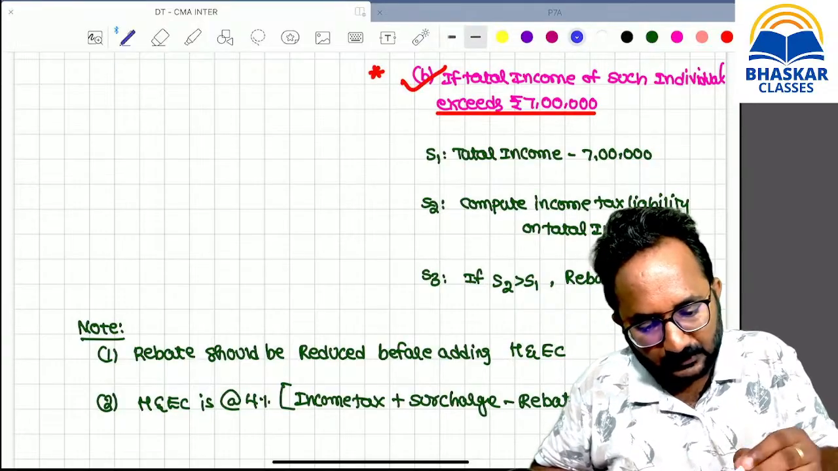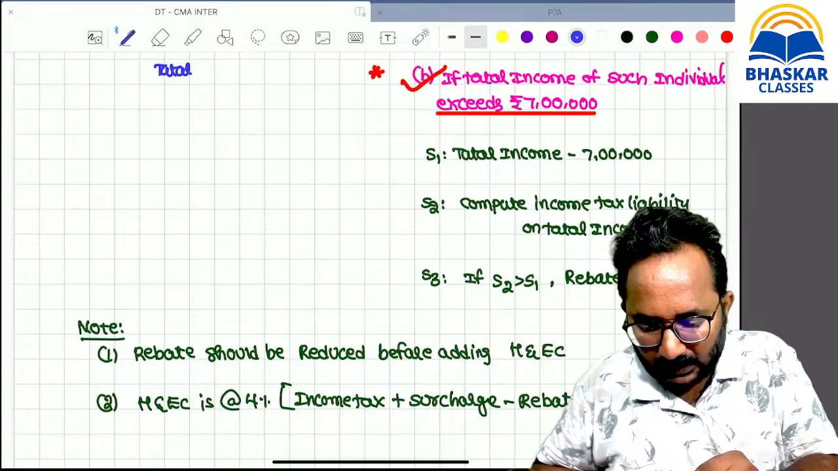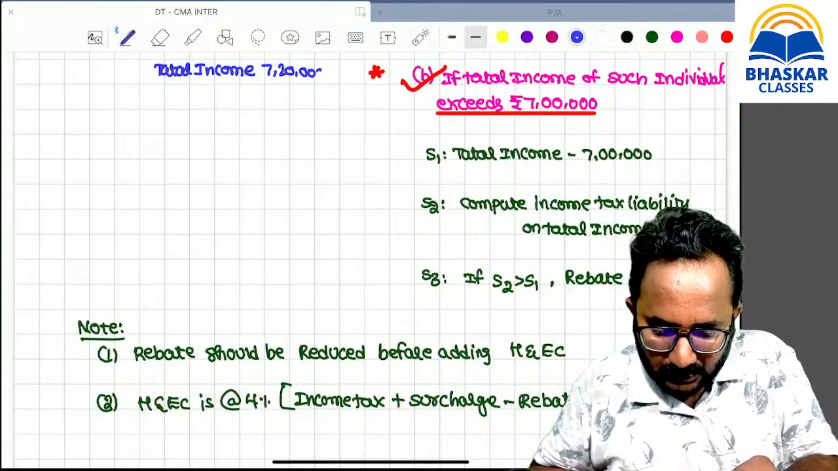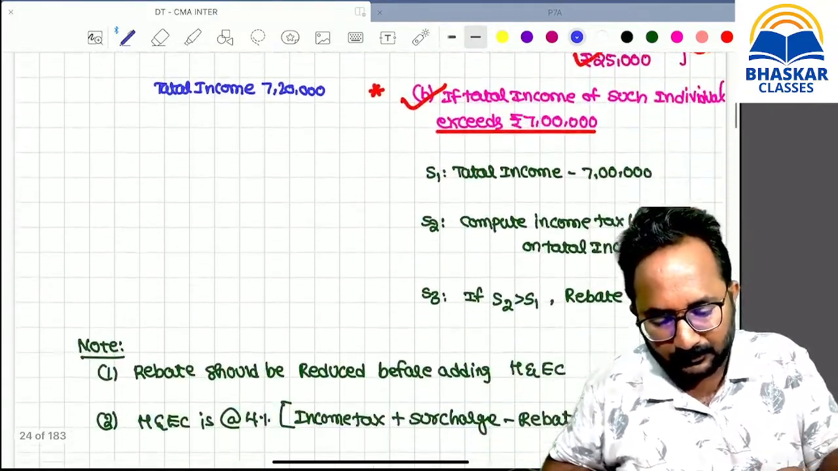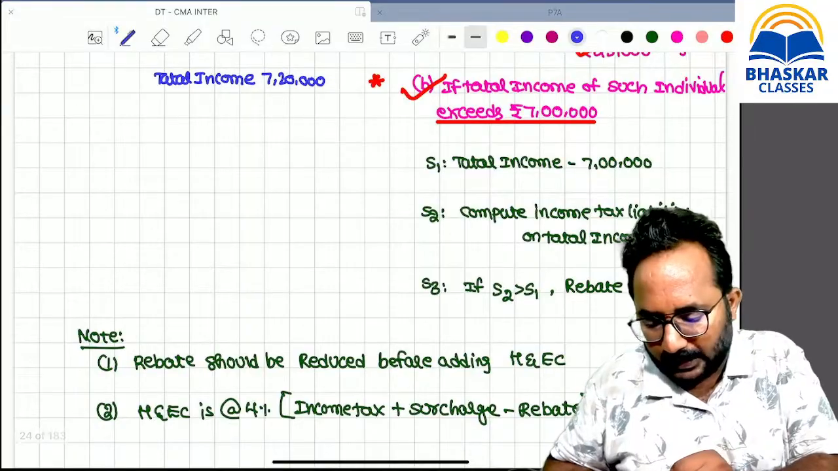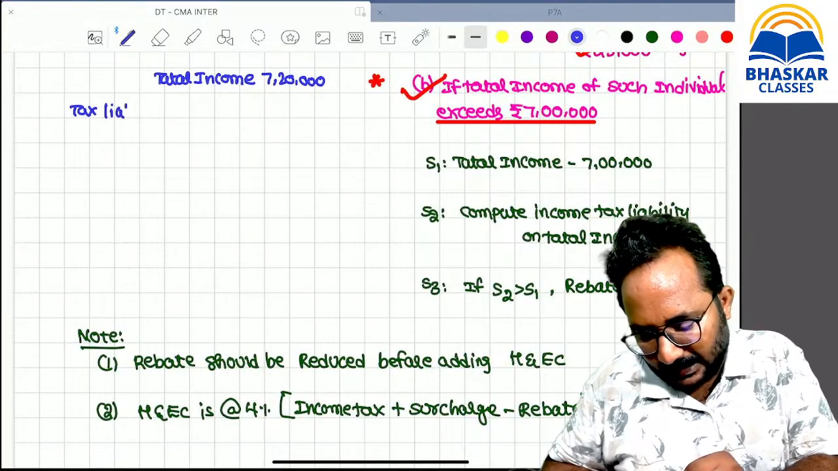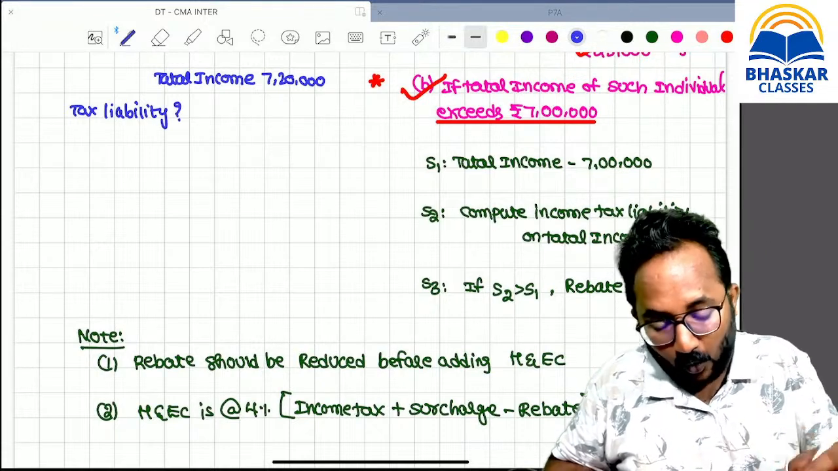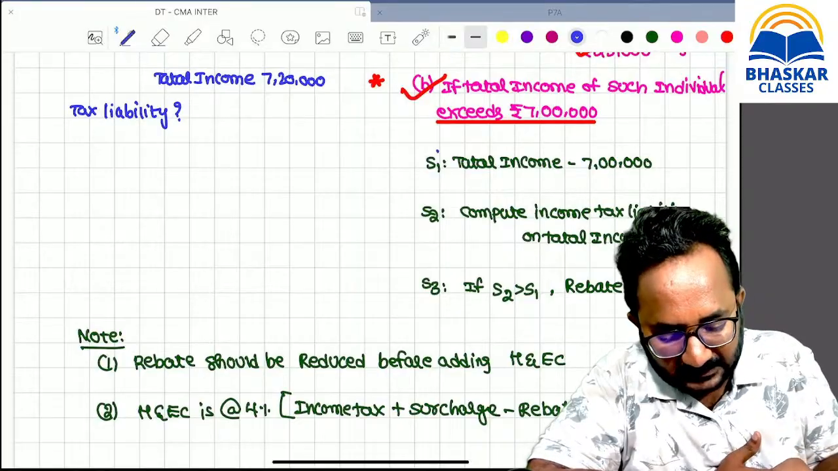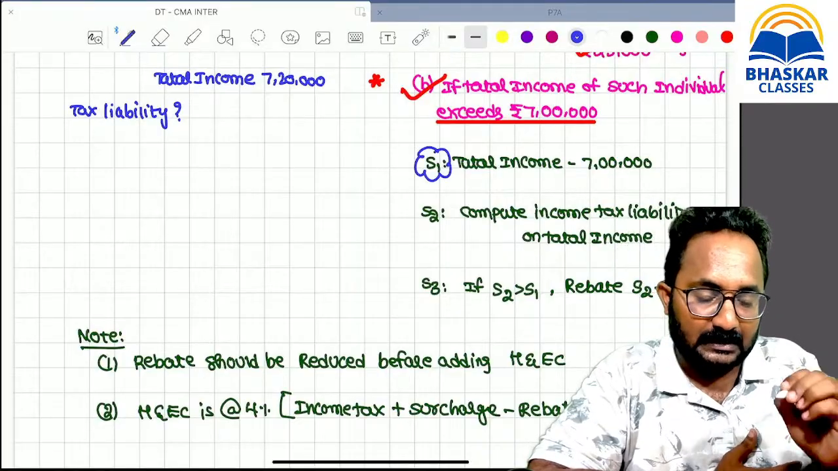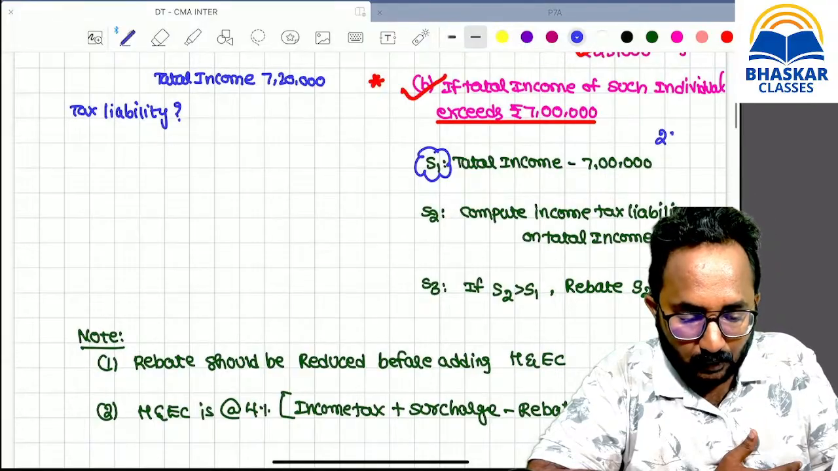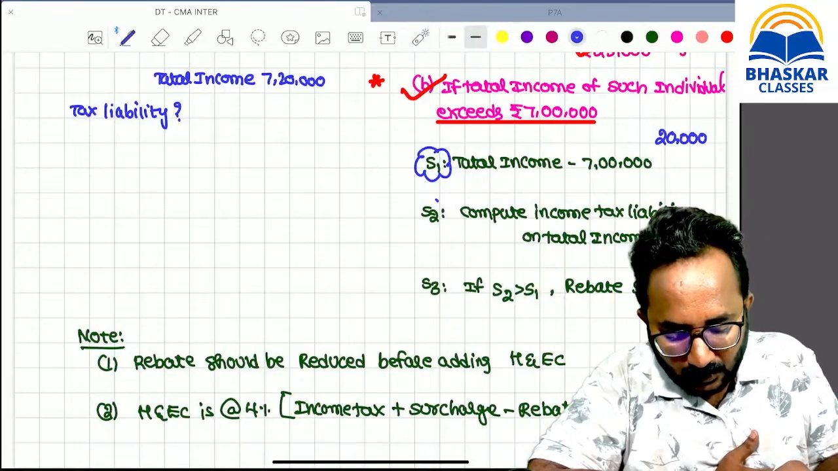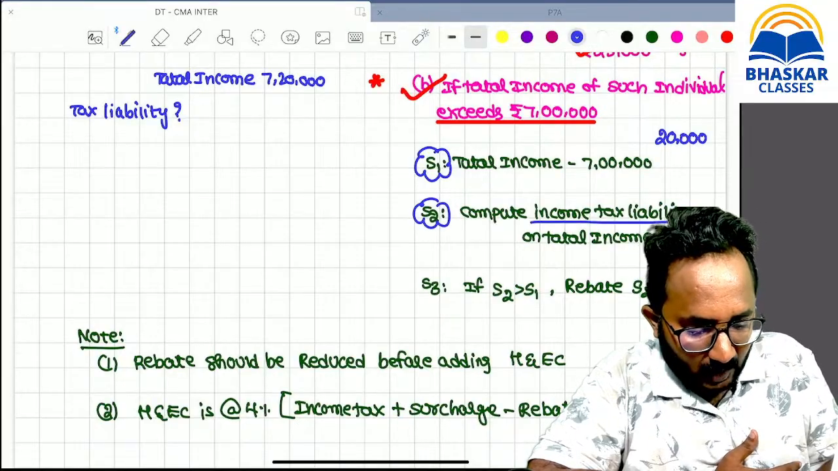Total income, please do that calculation. Total income now is 7,20,000. He is following the default tax regime. Now we want to calculate the tax liability, but I think he is eligible for the rebate. I will tell you why. Sir, how can I be eligible for the rebate? Please follow these steps, then you will get an idea. What is the total income in excess of 7 lakh? 20,000. Compute the income tax liability on 7 lakh.